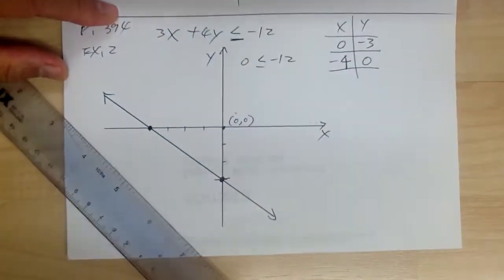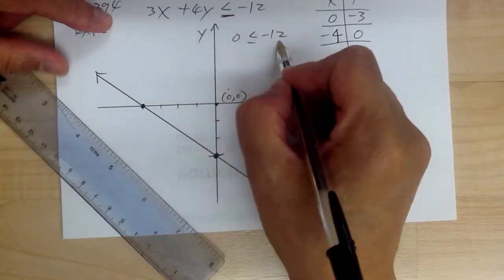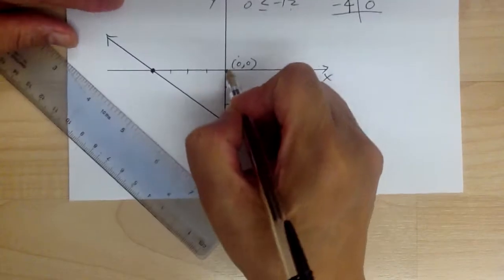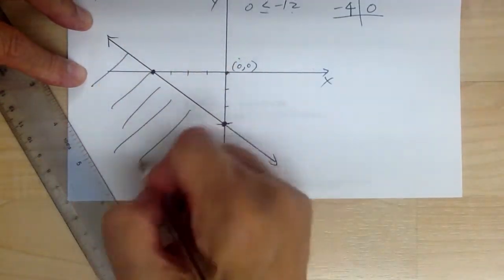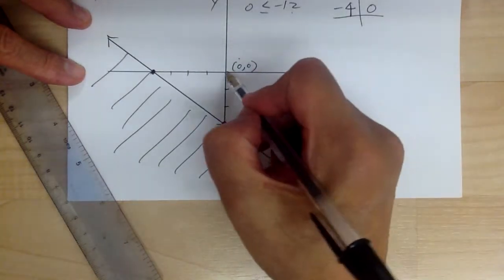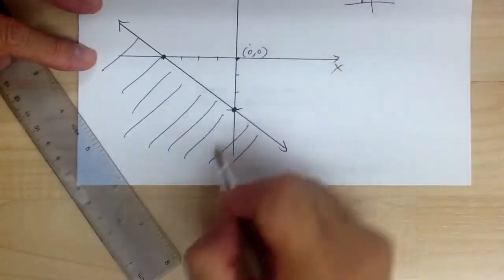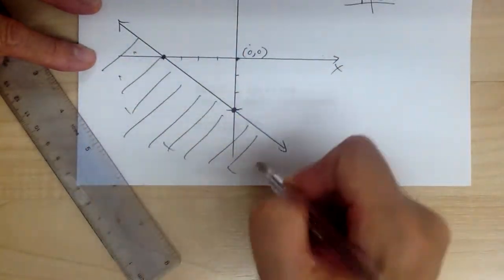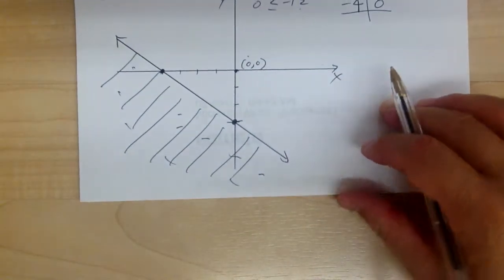12. So that is not true. 0 is less than a negative number, that's not true. That means this side is no good. So your answer would be this side over here. You shade in the part that is true, or good. This point is no good, which means everything on this side is no good. So your answer would be all the points on this side, including the line. Now let's go to example 3.